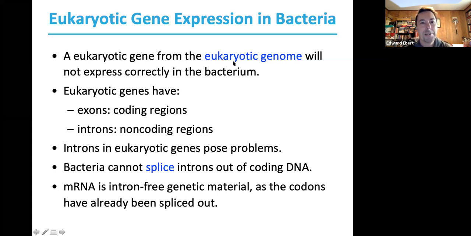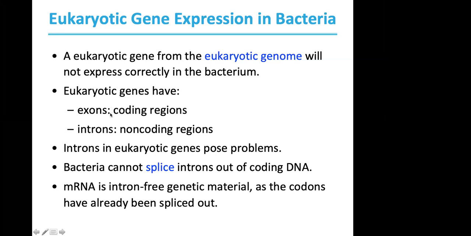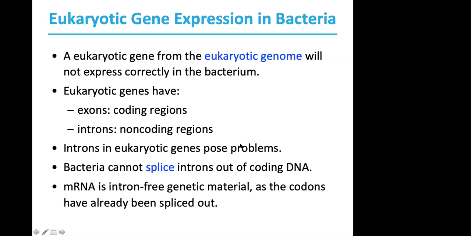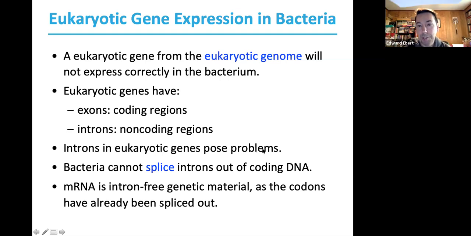Okay. So, our eukaryotic gene typically won't express correctly, because our eukaryotic genes have introns and exons. The exons are coding regions, and the introns are non-coding regions that are spliced out during the construction of the mature mRNA. So introns can pose problems for bacteria because they can't splice them out.